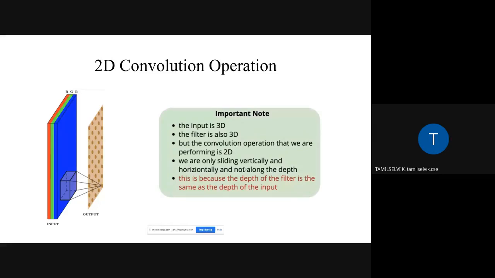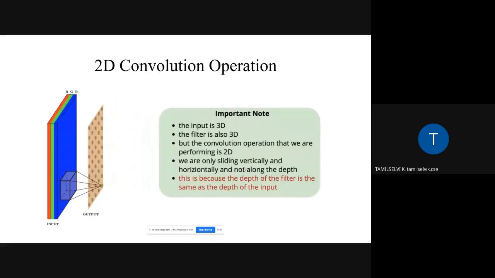So we are going to slide the filter vertically and horizontally, not along the depth, because the depth of the filter is the same as the depth of the input. For instance, if my input is 3D and my depth is 3, then my filter is also going to be 3D.